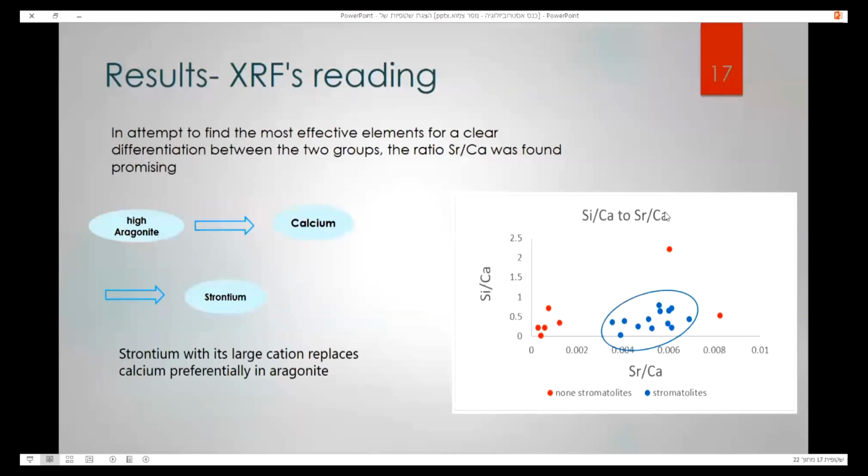The XRF readings: in an attempt to find the most effective elements for a clear differentiation between the two groups, the ratio of strontium was found promising. This group in blue is the stromatolites. And the suggested explanation is that stromatolites are likely to contain a high aragonite concentration compared to their environment. Strontium is likely to substitute calcium in aragonite minerals with its large cation.